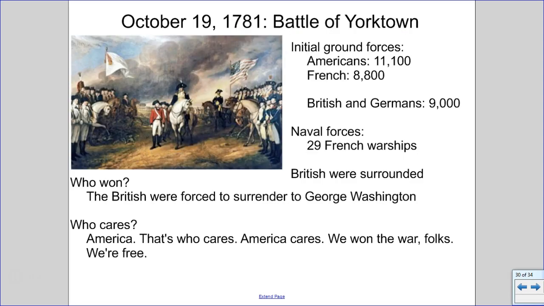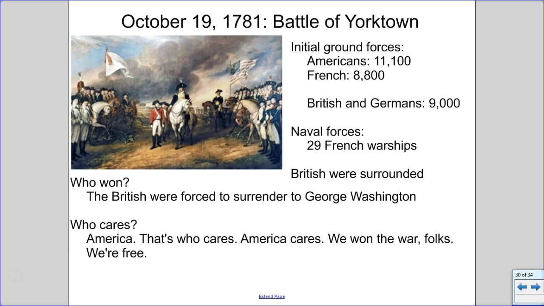Fast forward a couple years. October 19th, 1781, Yorktown, Virginia. At the beginning of the battle, there were about 11,100 Americans and about 8,800 French, fighting against about 9,000 British and Germans. On top of that, there were 29 French warships surrounding this peninsula. So the British were backed onto the peninsula with the Americans and the French forcing them back. Outside, there was the British Navy, but it was being kept out by the French Navy. The British were surrounded.